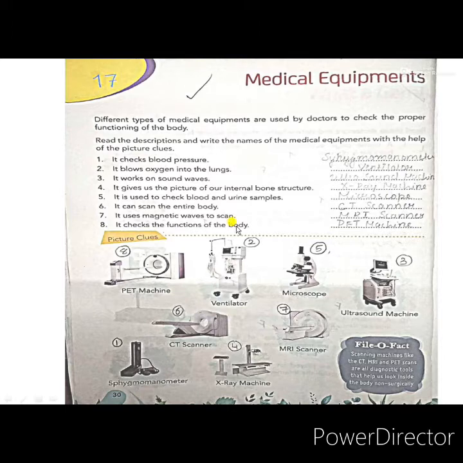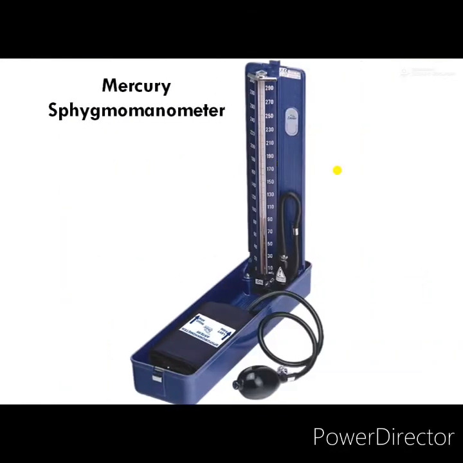Here first description is, check the tool which is used to check the blood pressure. Students, this is a very common instrument for you. When you see the picture of this instrument, you will be very familiar with that, but it is very difficult for you to read the name of this instrument. So I will show the picture of this instrument. See, this is the instrument which is used to check our blood pressure.